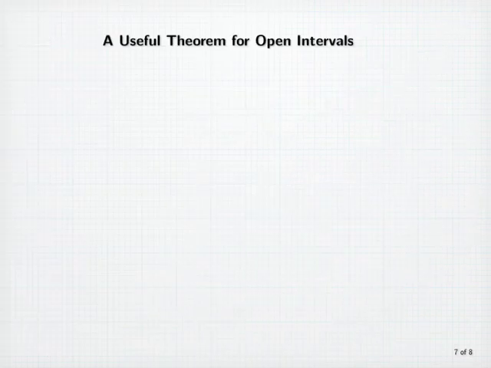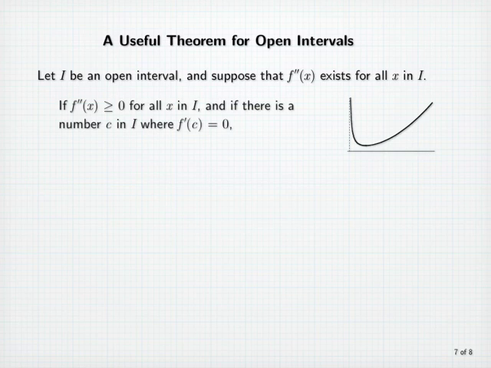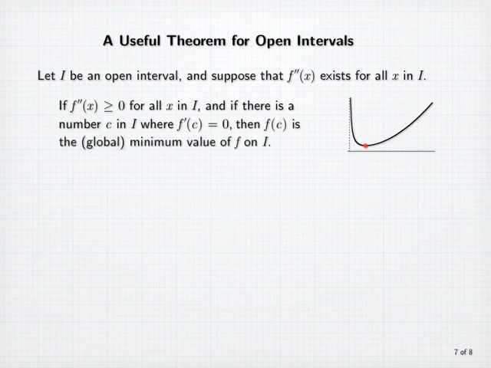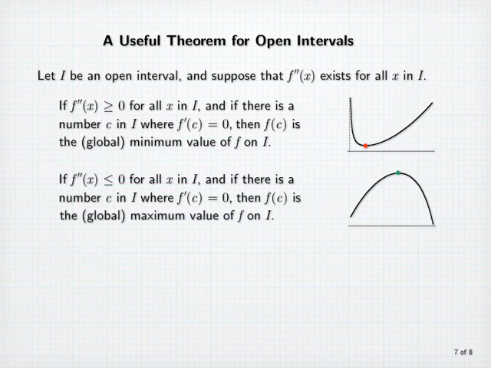We'll now state a theorem that turns out to be very useful for finding extreme values on open intervals. Let I be an open interval, and suppose that f double prime of x exists for all x in I. If f double prime of x is greater than or equal to 0 for all x in I, and if there's a number c in I where f prime of c equals 0, then f of c is the global minimum value of f on I. If f double prime of x is less than or equal to 0 for all x in I, and if there's a number c in I where f prime of c equals 0, then f of c is the global maximum value of f on I.